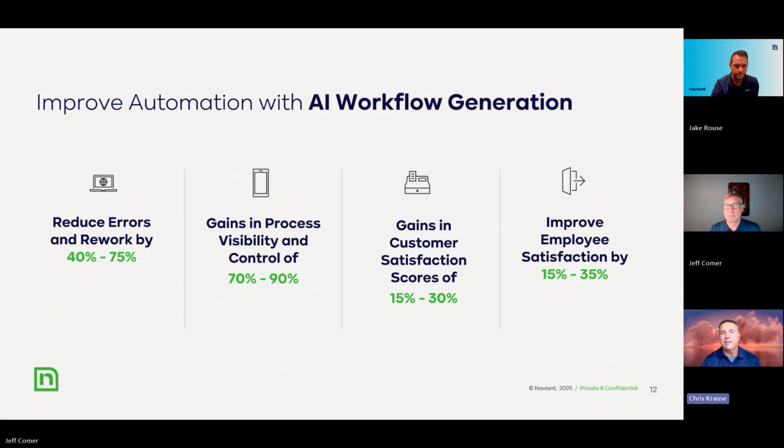And automation brings so many other benefits to your organization. And so leveraging AI to create these workflows, the first thing it does, of course, reduce those errors and rework by, on average, 40 to 75%. You also see gains in process visibility and controls by 70 to 90%. And this is a really big one. When people ask, where is my thing? Being able to answer that effectively matters.